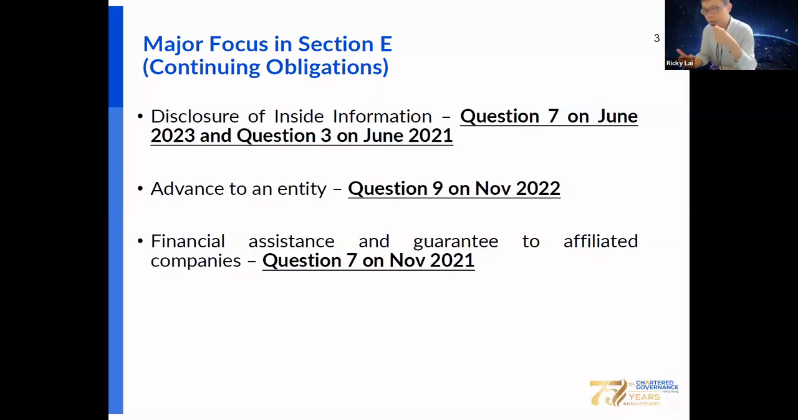Under Chapter 13 of the listing rule, there are also the disclosure requirements in case of loan transactions. One is advance to an entity, which, in previous exam papers, has had some questions asked about providing a loan or guarantee to an entity, or providing a loan, financial assistance, and guarantee to a third company. They are very common in the Section B long question.